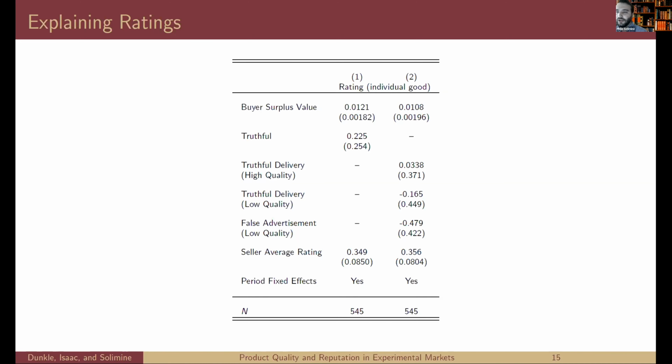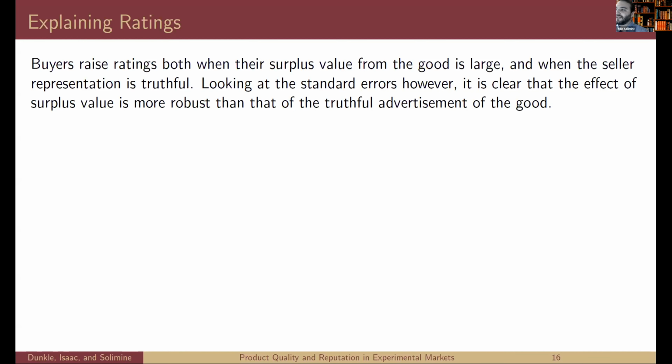Well, the number one thing that we see here, I should mention, we've opted to not use stars. So many of these things are significant, but mostly the buyer surplus value is by far the largest effect in terms of robustness, right? So what does that mean? Well, it means that buyers will raise their rating when the surplus value of their good is large. It makes a lot of sense.